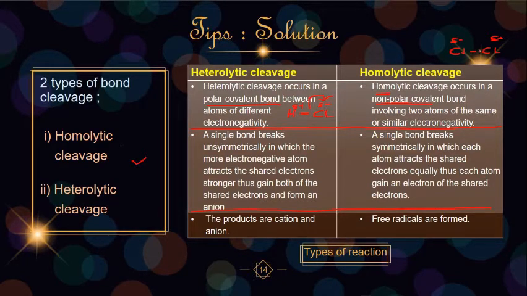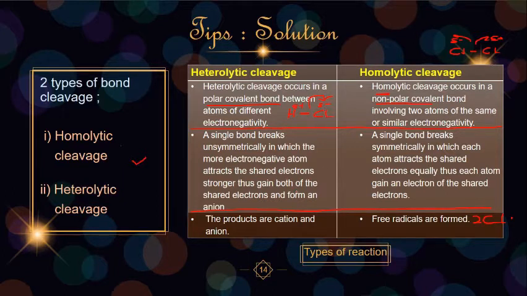The single bond between chlorine and another chlorine breaks symmetrically because they are similar in electronegativity, so they attract the shared electrons equally. Thus, each atom gains an electron. You can see one for you and one for me. So what is the product you can find here? Free radicals are formed. You can find Cl dot here. So 2 Cl dot will be formed if we give the chlorine molecule as an example.